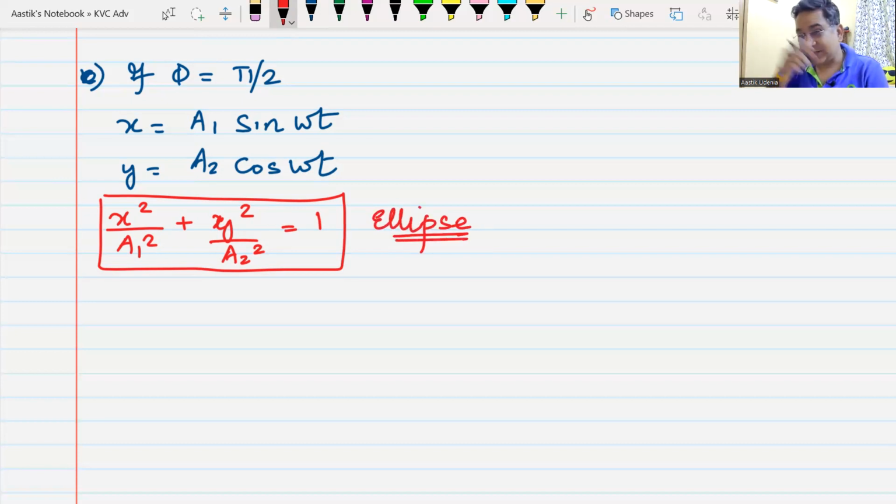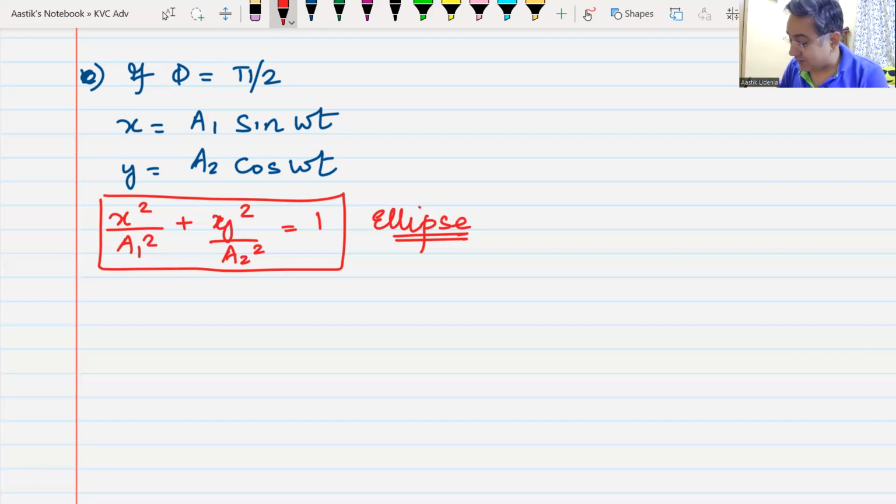So the motion is in an elliptical path. An elliptical path is also an SHM projection. Projection on the x-axis is SHM, projection on the y-axis is also SHM. Do we understand this, or has this gone above our head saying bye bye? We understood. Pakka?